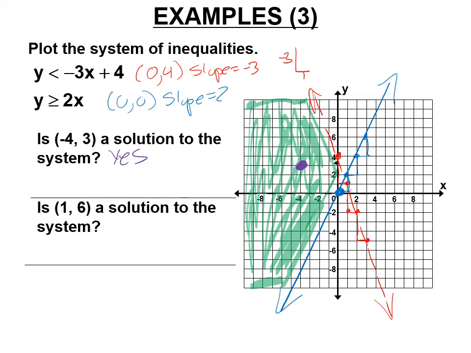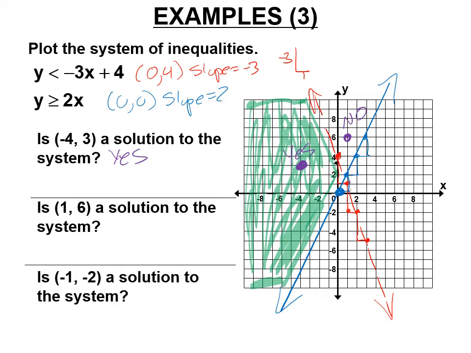Is (1, 6) a solution to the system? That's a no. It's not in the shaded area. Now interestingly, it would have been in the blue shaded area, because this section where that is would have been shaded in blue.